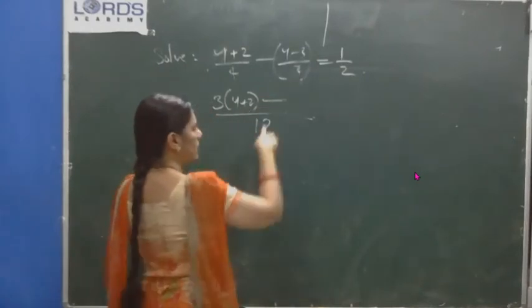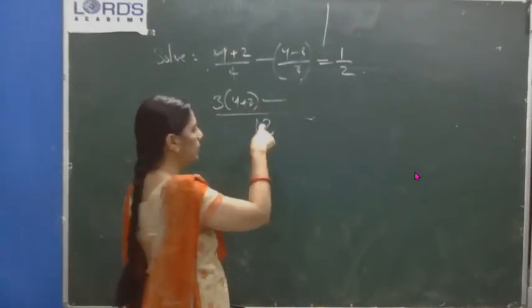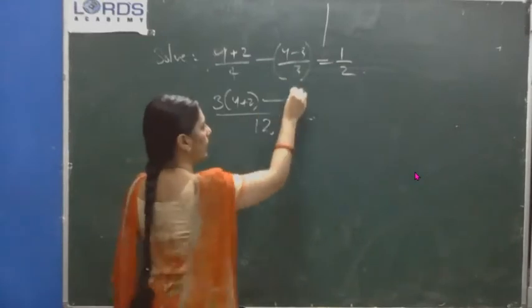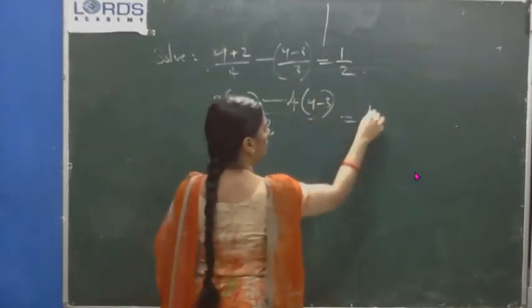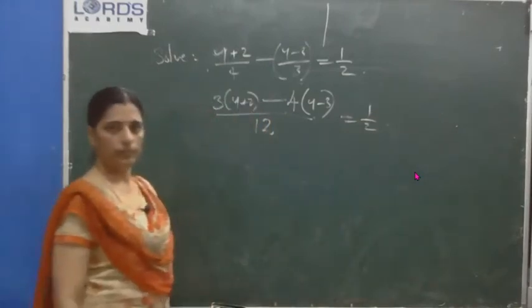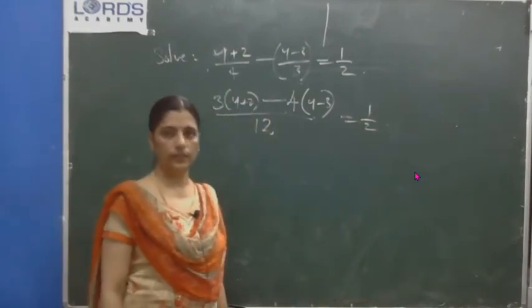Here in 3, this 12, how many times it will go? In 12, this 3, how many times? 4 times. 4 into its numerator, y minus 3, equal to 1 by 2. All of you write this step.